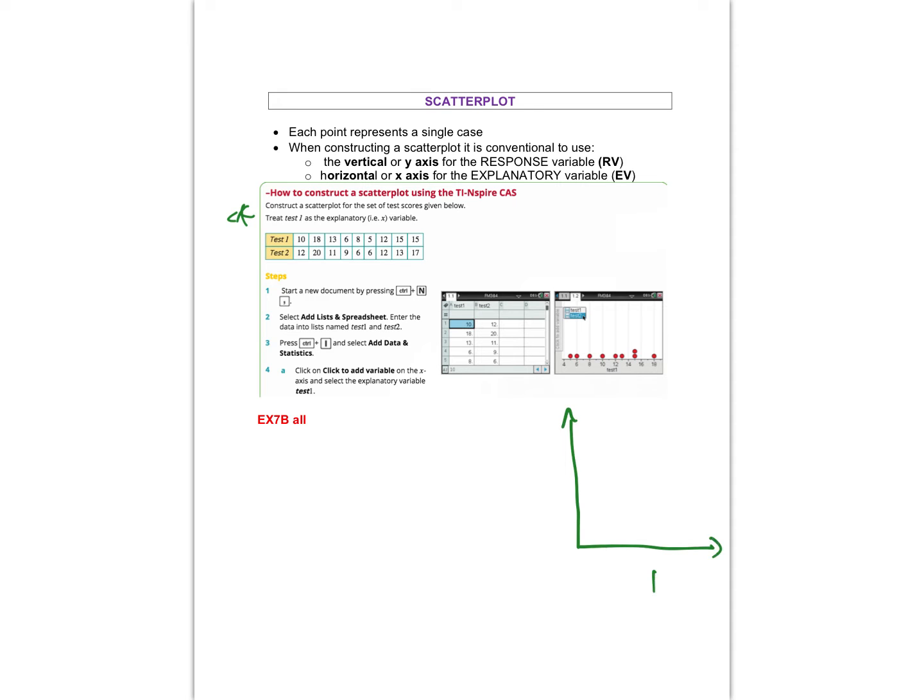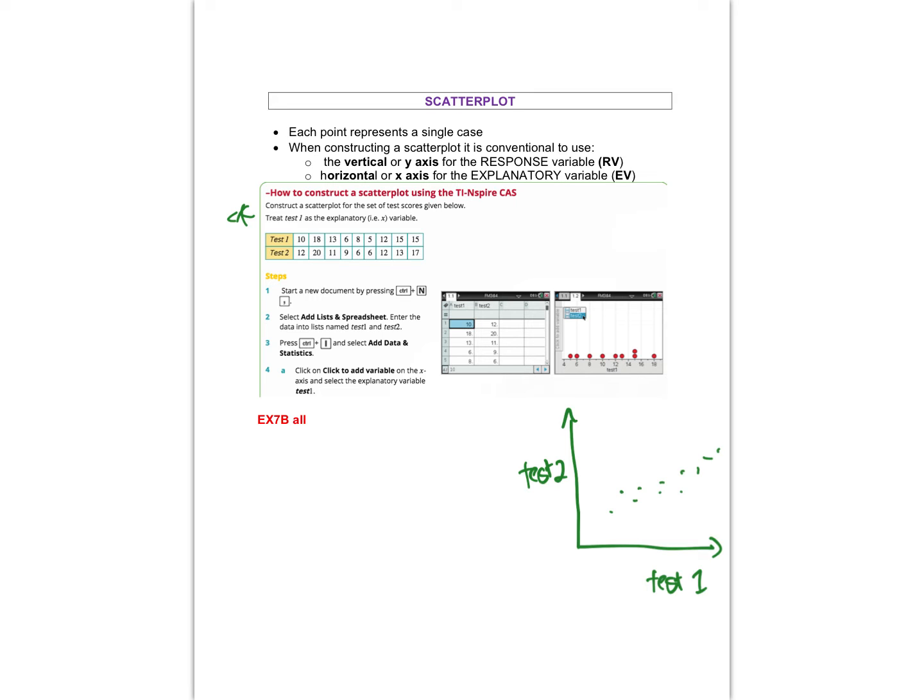So we would have had test 1 here and test 2, and they were probably saying maybe they wanted to say the better you went on test 1, the better you went in test 2 maybe. Anyway, so there's the thing.